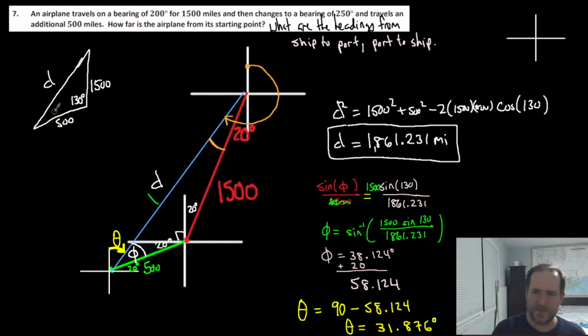Well, maybe coming over here would help you to understand. Remember, we already found phi. Phi is 58.124. So we're finding ourselves again in a position where we already know 2 angles. So to find the third angle is easy. We're just going to do 180 minus 130. That's 50. Then we're going to subtract from that.